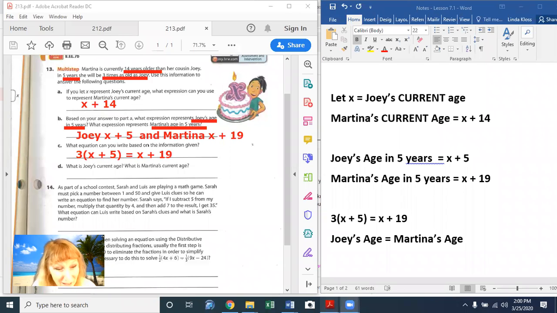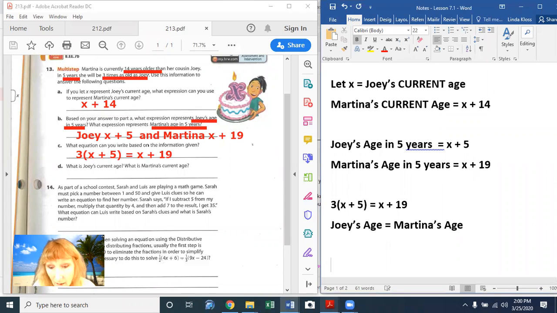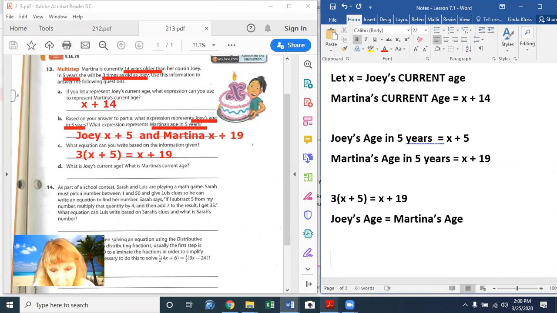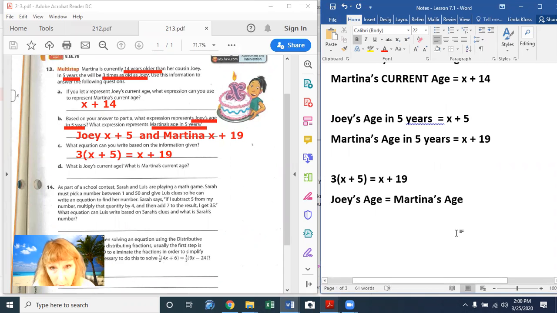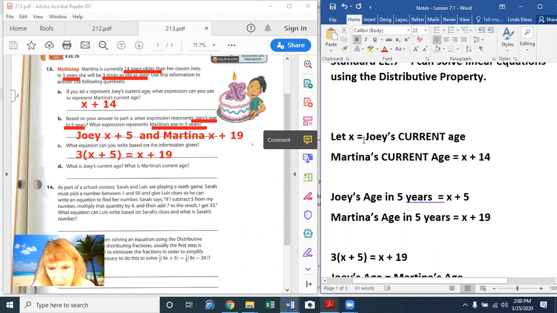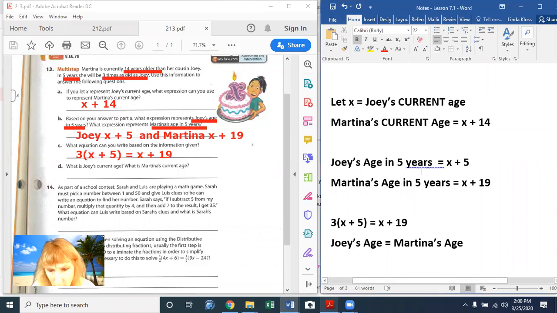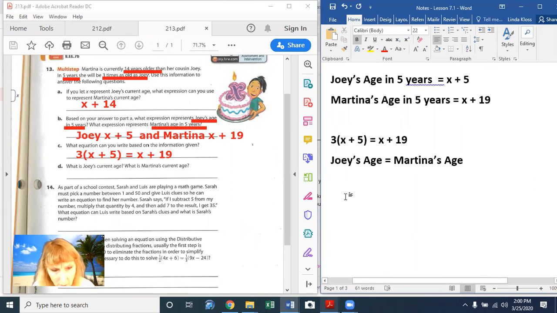Okay. What is Joey's current age? What is Martina's current age? This is asking us to, you guessed it, solve for x. But be careful on the question. It's asking for both ages. We went way up to the top. X equals Joey's current age. And Martina's current age is that. So let's go down and solve for x.